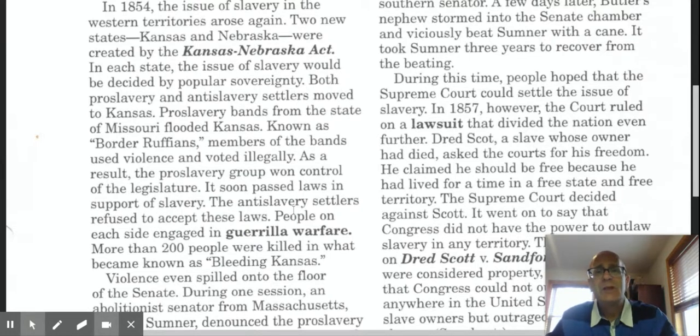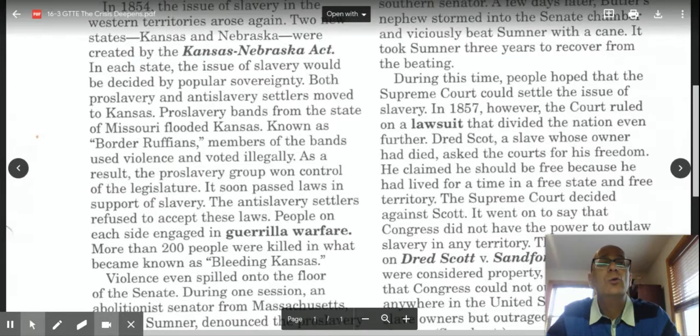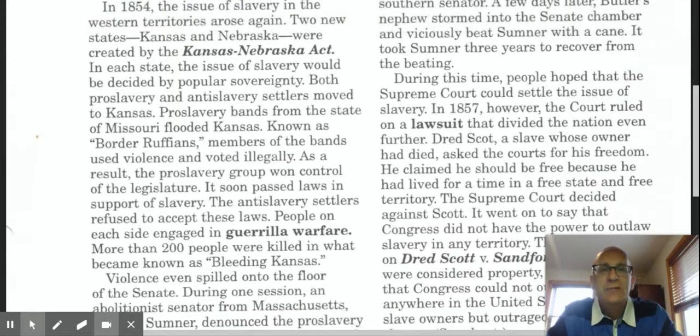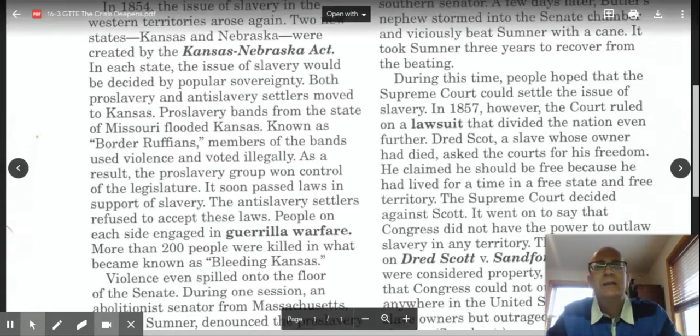Okay. The anti-slavery settlers, on the other hand, refused to accept these laws, and people on each side engaged in guerrilla warfare. And this guerrilla warfare was so violent in Kansas that more than 200 people were killed in what would become known as Bleeding Kansas.